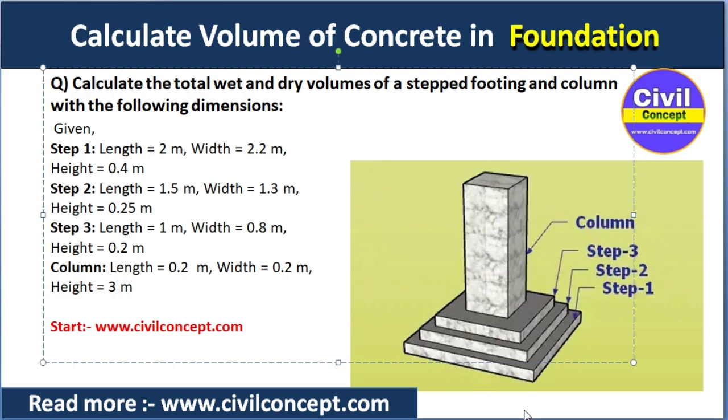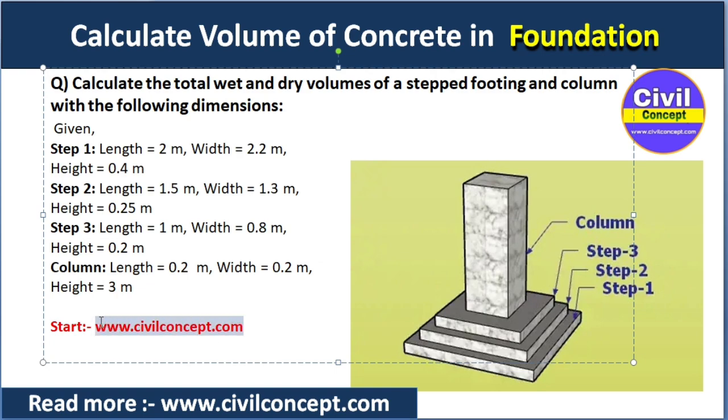You can see in this picture that step 1 is at the lower bed, step 2 is the middle bed, after that step 3, and after that we have put a column. Here you can see the dimensions of step 1, step 2 and step 3, each with length, width and height, and the column dimension. We will calculate with the help of these dimensions. So let's start with the help of Civil Concept.